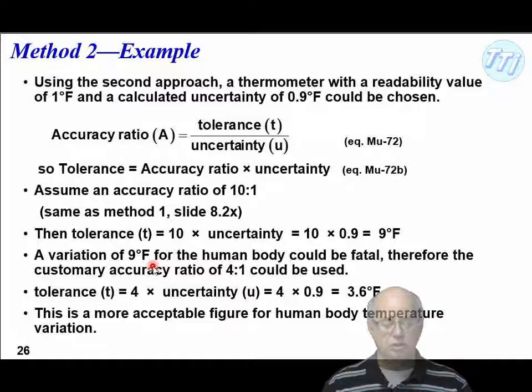We come to the conclusion that 9 degrees Fahrenheit could be fatal, and therefore we'll see what happens when we pick a ratio of 4 to 1. 4 times 0.9 is 3.6, and it's not exactly 3, but it's close.